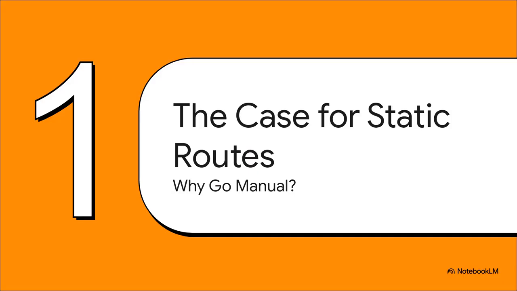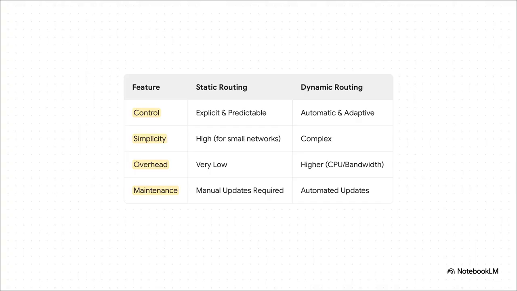All right, so let's make the case for going manual, because it turns out there are some big-time advantages to static routes, especially in situations where you need precision more than you need automation. You can really think of this as a tale of two different philosophies. On one hand, you've got static routing. It gives you explicit, totally predictable control. You tell it the path, and that is the only path it will use. End of story. It's super simple and has basically zero overhead on your router's CPU. The catch? If something in the network changes, you're the one who has to go in and manually update it.